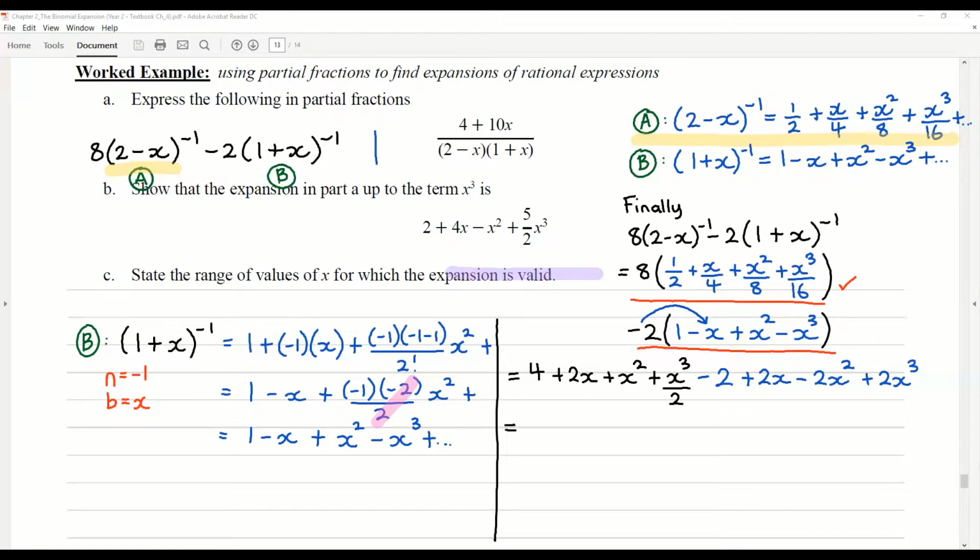So, let's be careful with this. First of all, we have 4, subtract 2. So that's going to be 2, which checks out with this. That's good news. So I can write 2 as my first term.